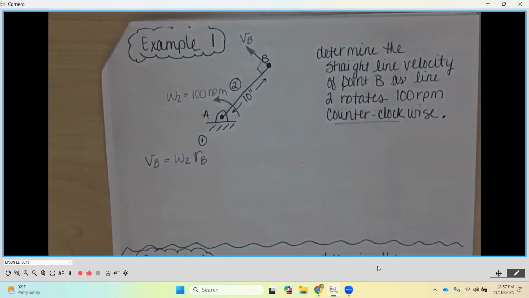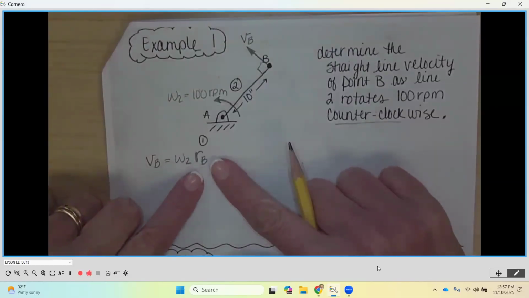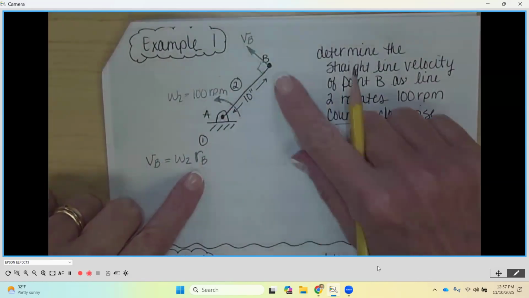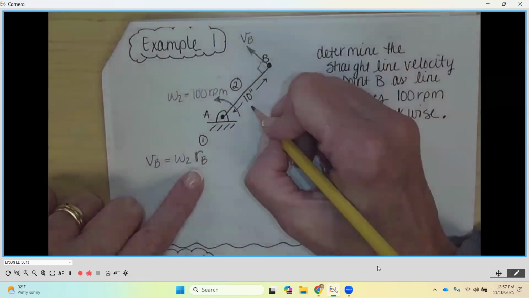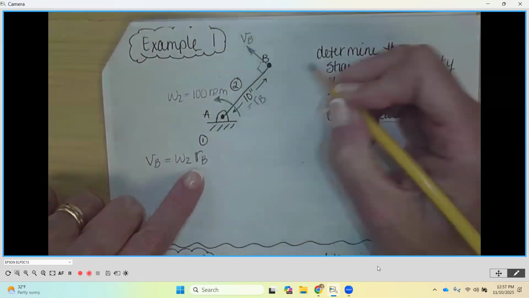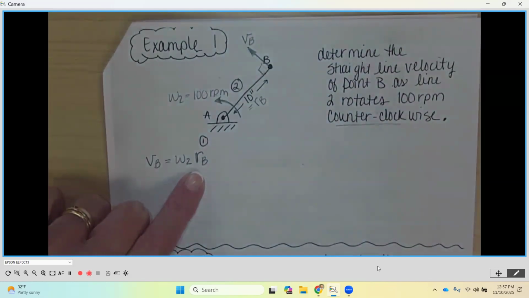Remember, R is that radius from the center of rotation to the point that we're interested in, okay? So our RB, is it here? It is, right? Which number? 10. 10, yes. So this is going to be equal to RB. Yep. Okay.